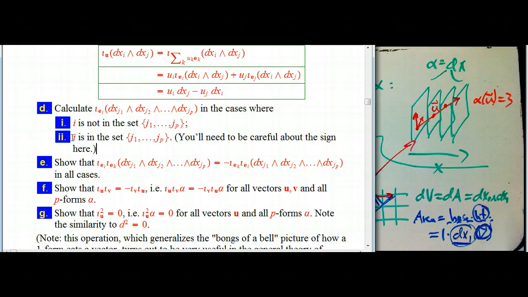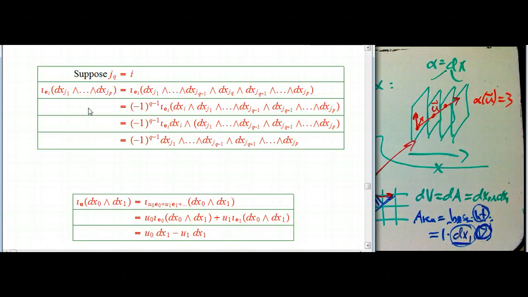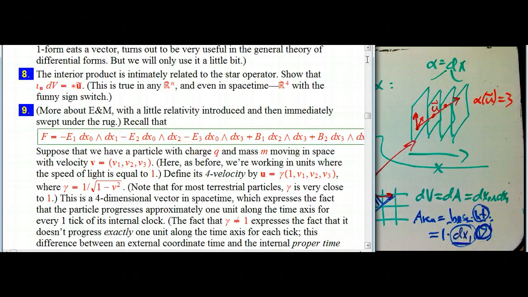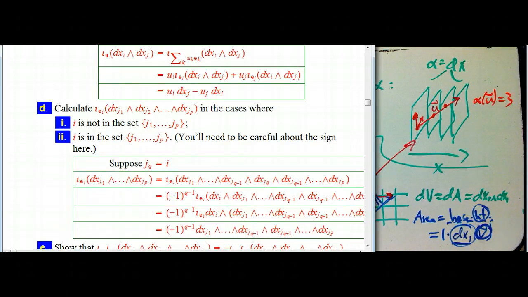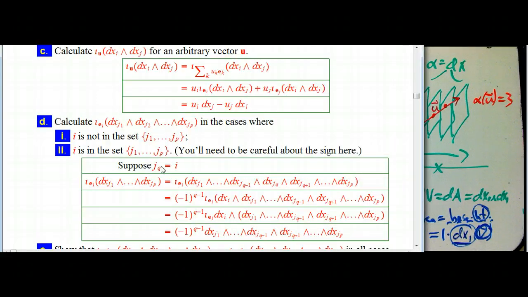Okay, so let's suppose I is one of these things in the set. We need to be careful about the sign because we're going to have to count the number of switches. So let's see how to do that. Again, a good place to stop the video right now if you want to try it yourself. But these bookkeeping issues can be hard to do if you've never done them before. So let's look at this. Here's how I want to set it up. Let's set it up so that we make very clear the connection.